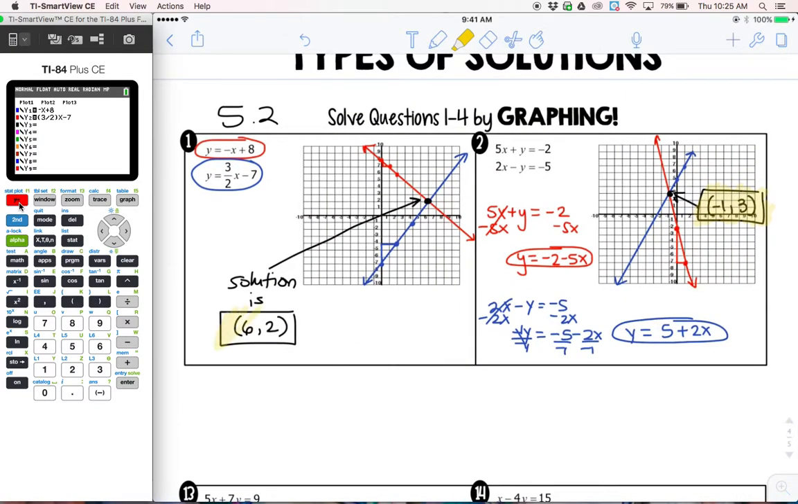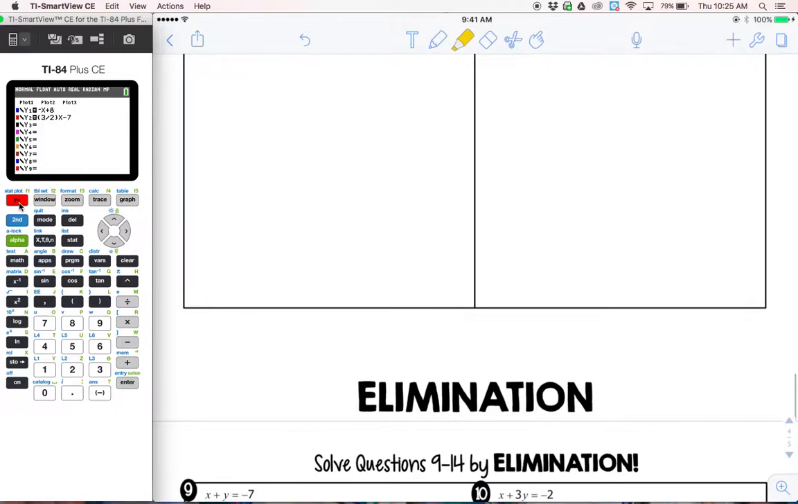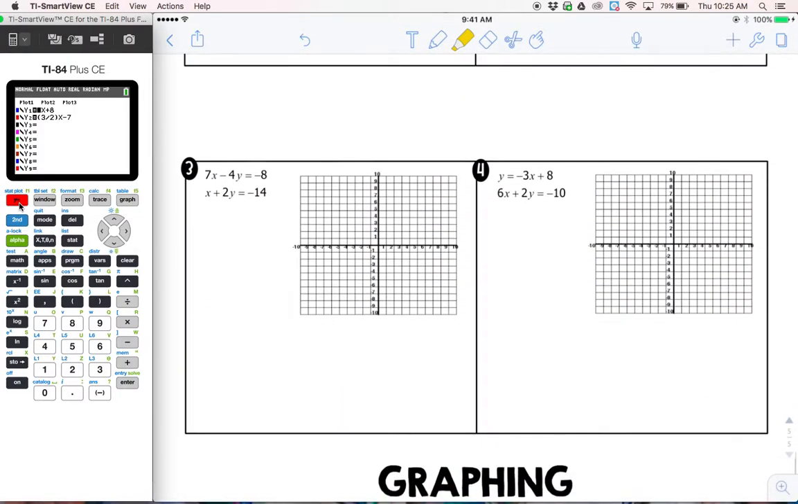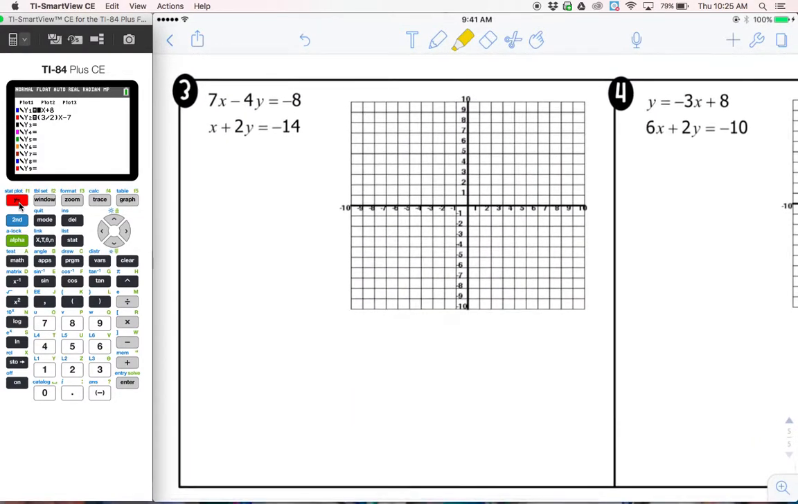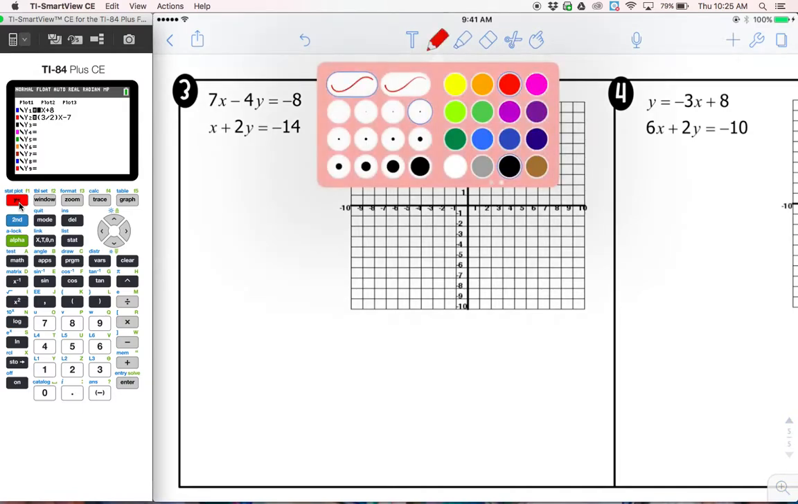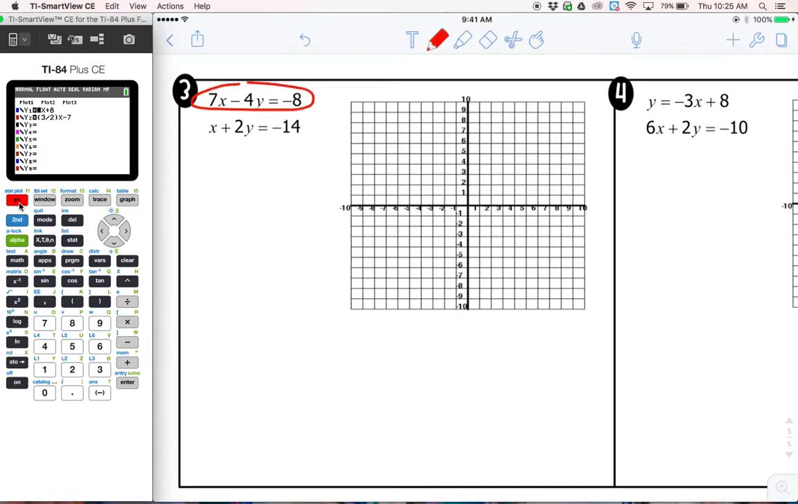All right. The next two we're going to look at are a little bit different. The third one requires us to do a little bit more work. So let's look at number 3. We're going to take number 3 and get y by itself, because that's definitely going to make our life easier if we're trying to graph.